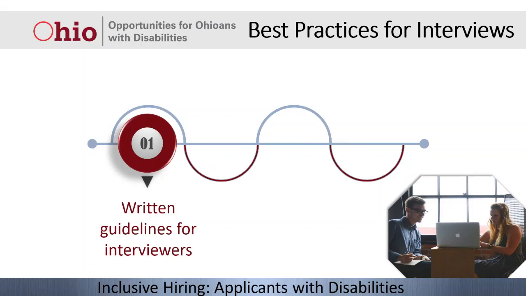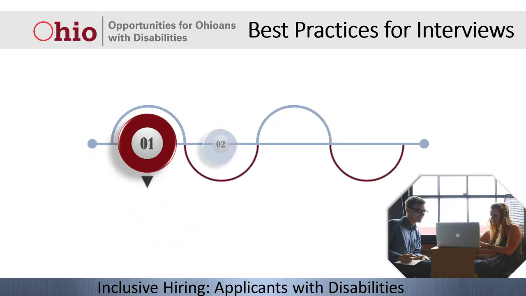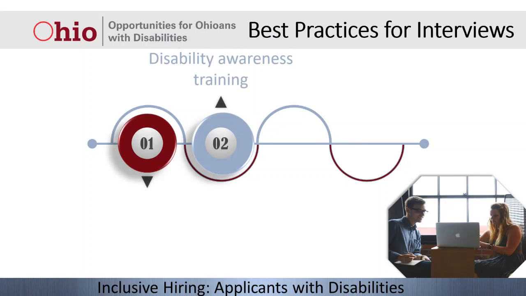For example, you may ask if the applicant is able to meet the attendance requirements of the job. You may ask if the applicant can perform the essential functions with or without an accommodation. And if the applicant indicates they can perform these with an accommodation, you may ask how they would perform the task and with what accommodation. It can also be beneficial to provide disability awareness training for interviewers. Kelly, I know you provide this kind of training for employers. Can you tell us about that and how it's helpful for those who conduct interviews?